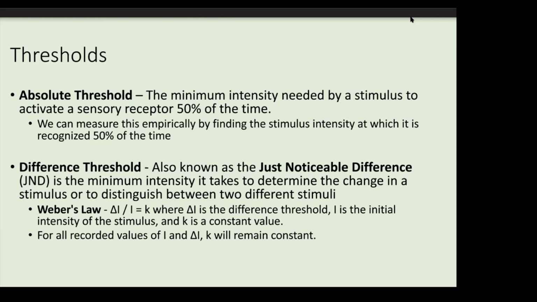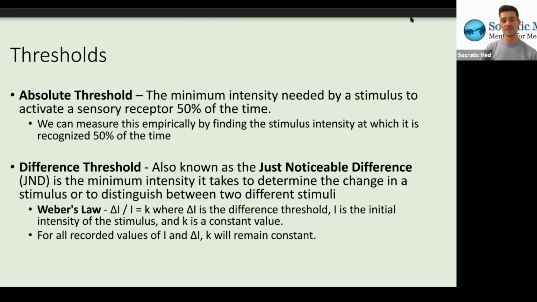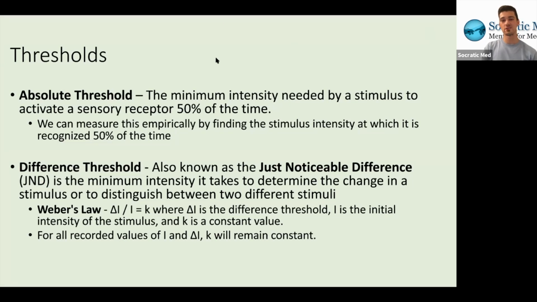So anything under it, you're pretty much not going to be able to recognize it. Anything over it, you'll be able to recognize it because 50% is that sort of that chance number. Anything over it is not by chance. Anything under it, again, is not by chance. And the difference threshold is just comparing two different stimuli or a change in the stimuli.